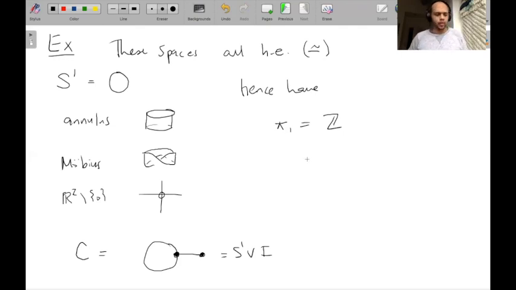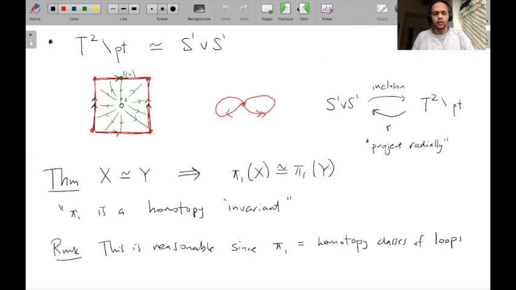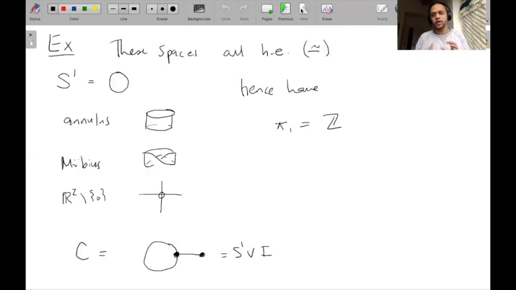Okay, so this theorem is quite useful because homotopy equivalence is much weaker than topological equivalence. So if you know that two spaces are homotopy equivalent, then you know they have the same fundamental group. So even though not all of these spaces are topologically equivalent, we can compute all their fundamental groups. We know all their fundamental groups are the same.